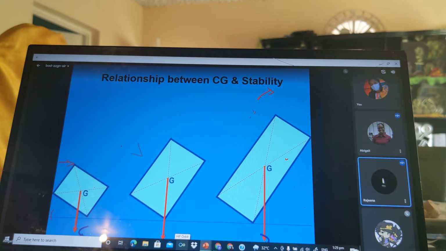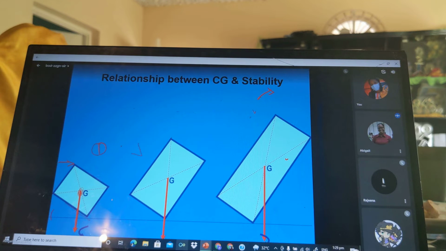Which one is the first one? The first one, number 1. It's going to go back to its origin. Because, you see, this line of action of the weight is still within the base. Remember now, the weight is acting in a straight line downwards from the center of gravity. If the line of action of the weight is still within the base of the object, it is going to go back to its original position. It's not going to topple over.